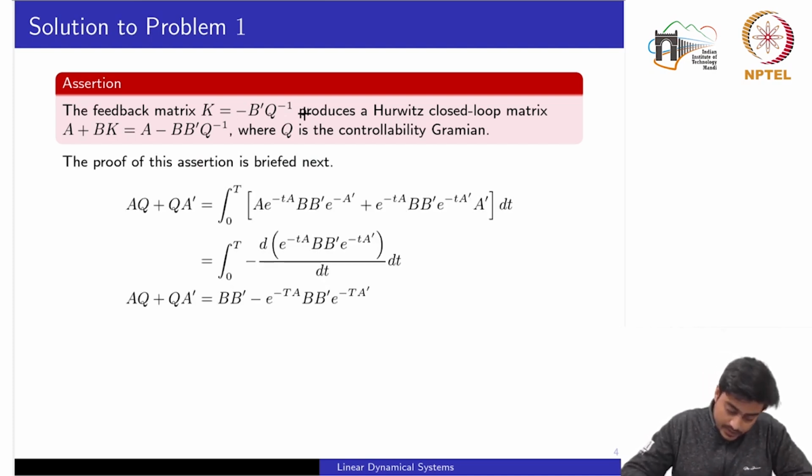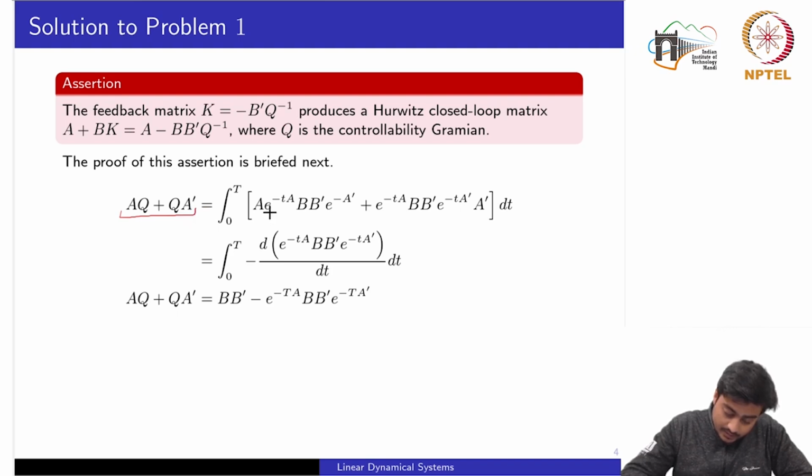Okay, so let's see the proof of this. The left hand side is basically similar to what we had seen as the Lyapunov equation during the stability week. Since we need to show that the closed loop matrix is Hurwitz, we will take the help of the Lyapunov equation to show this result. If we recall, the left side is the left side of the Lyapunov equation, AQ plus QA transpose.